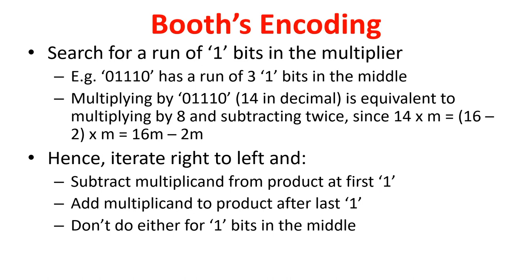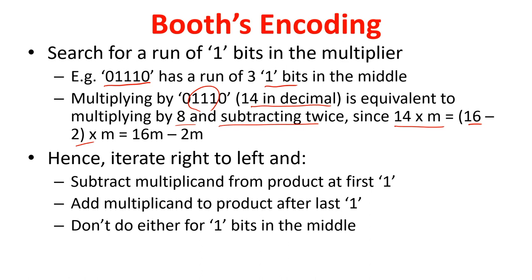So search for a run of 1 bits in the multiplier. Suppose this is an example: 0, 1, 1, 1, 0 has 3 ones in the middle. So this can be converted. This is 14 in decimal, and 14 is equivalent to multiplying by 16 and subtracting twice. If you look at 14 times m, it is the same as 16m minus 2m.